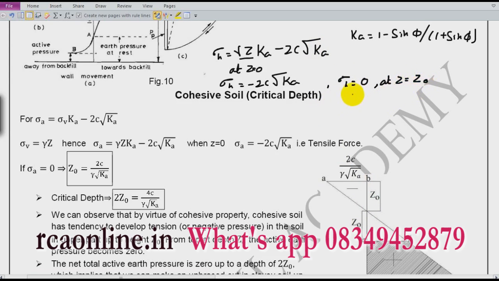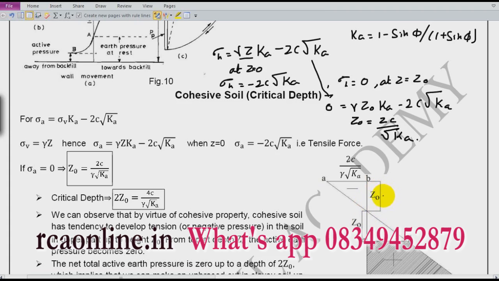So what will be z0? Put this in this equation. So what do you get? 0 equals gamma z0 Ka minus 2c root of Ka. Solving this for z0, we get 2c over gamma root Ka. Okay, so this is my depth from the top where the lateral earth pressure will be 0. Is it okay? And above this, the lateral earth pressure will be negative, which means tension, and below which the lateral earth pressure will be compressive.